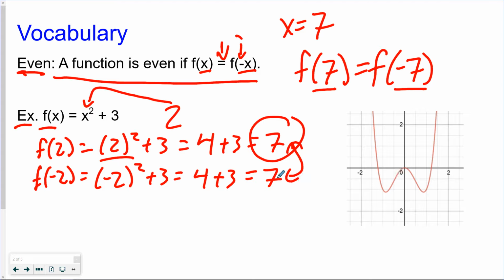Now, technically, you would want to check more than one point, like 2 and negative 2, 3 and negative 3, 1 and negative 1. You'd want to do a couple because we might have just gotten really lucky and guessed one where this happens to work out. But this is an even function. I made it that way when I wrote the notes. Okay, so all even means is if I plug in a number and get something, when I plug in the negative of the same number, I should still get the same answer.